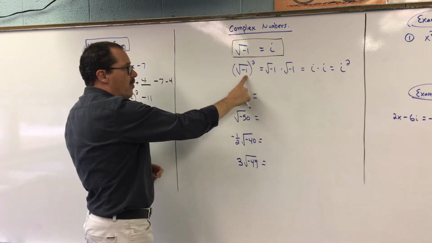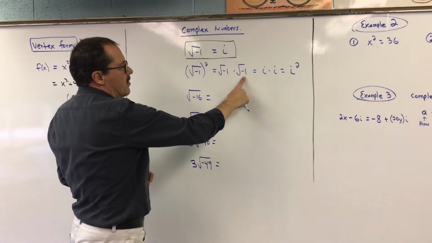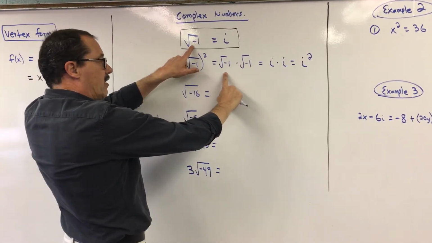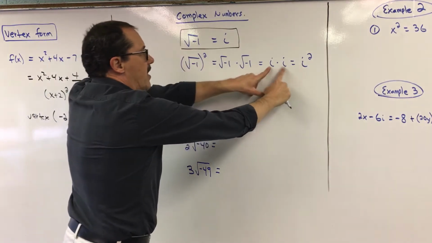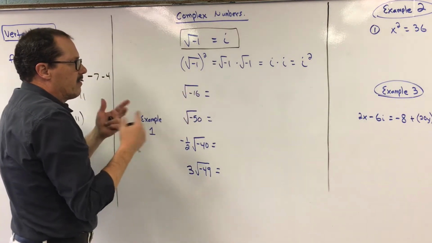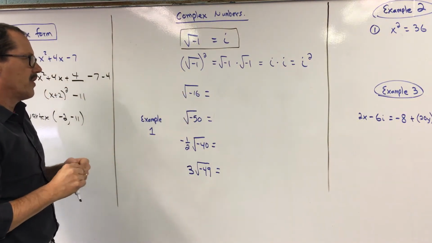So if I take the square root of -1 and I square it, it means the square root of -1 times the square root of -1. And because the square root of -1 is i, this means the same thing as i times i, which is i squared. So I just want you to see that a little bit, how that works out. And then there's the i cubed and so on, but we won't go into that today.